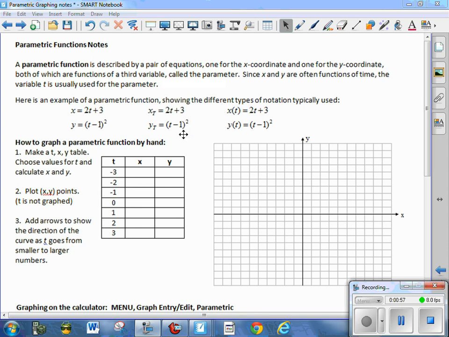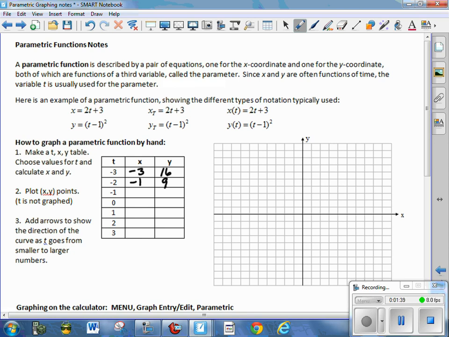Now to graph a parametric function by hand, we make a t-chart, but now it has t, x, and y in it, not just x and y. We pick values for t, and we plug values for t into both equations to find the values for x and y at a particular value of t. So if I plug negative 3 into the first equation, I get negative 6 plus 3, which is negative 3. If I plug negative 3 into the second equation, I get negative 3 minus 1 squared, which is 16. Now if I plug negative 2 in, I get negative 4 plus 1, which is negative 1. Plugging negative 2 here, I'd get negative 3 squared, which is positive 9.